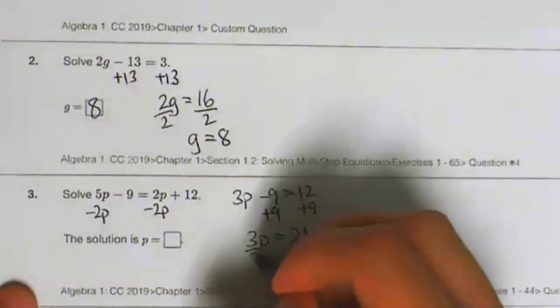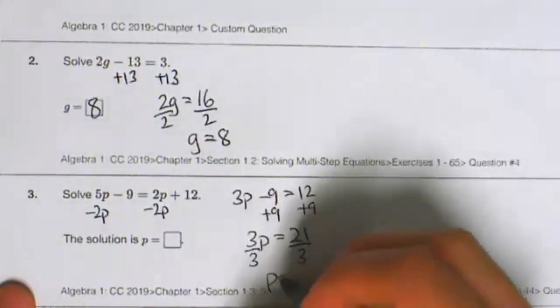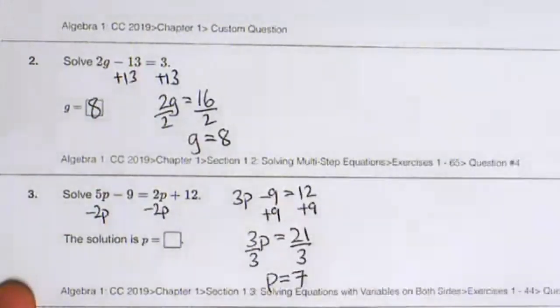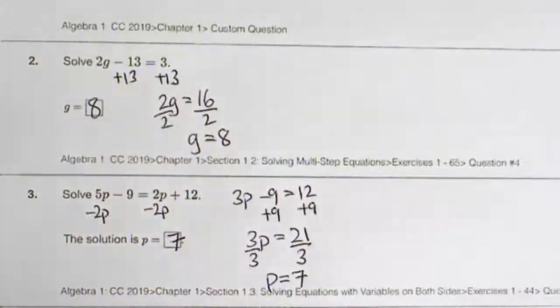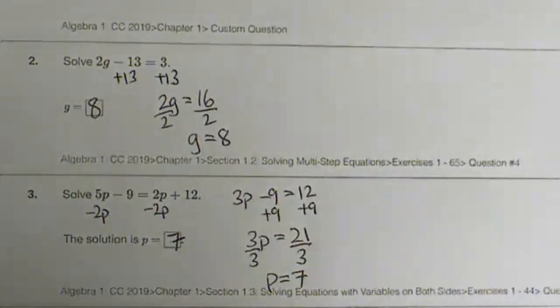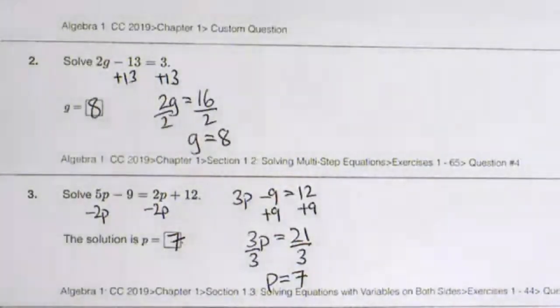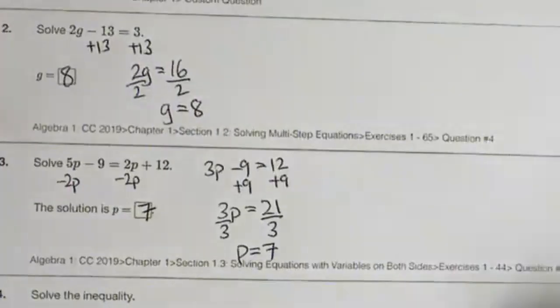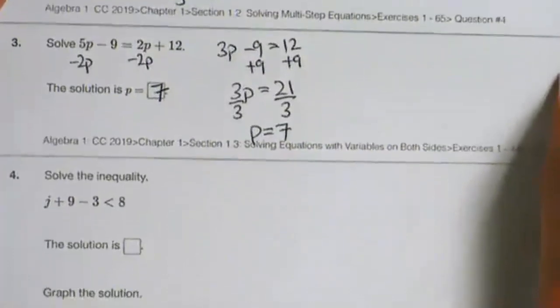Finally, just like the previous problem, we divide both sides by 3, and that leaves us with p is equal to 7. So that is our next one. Again, just applying our opposite operations. We had to get all of our variables together that were on opposite sides of the equal sign, but once we did that, it was basically problem 2 all over again. All right, what about question 4? Well, question 4 actually has some graphing involved in it and some solving too.